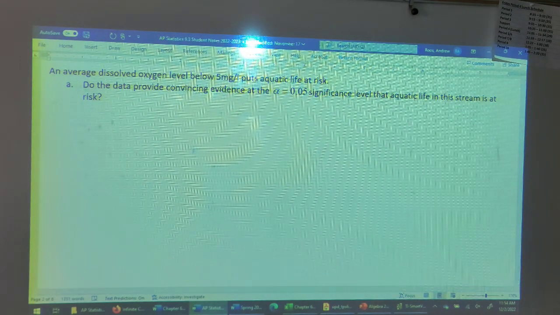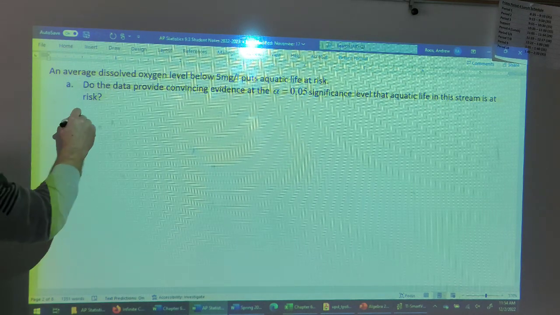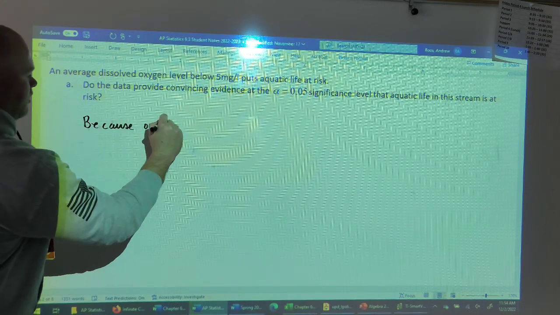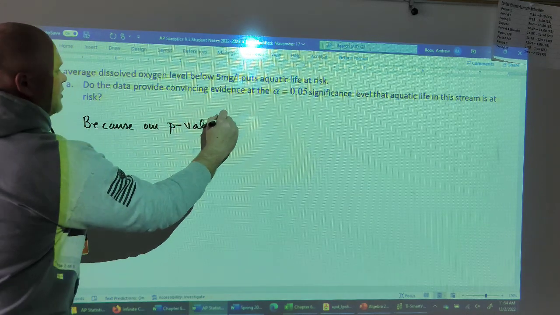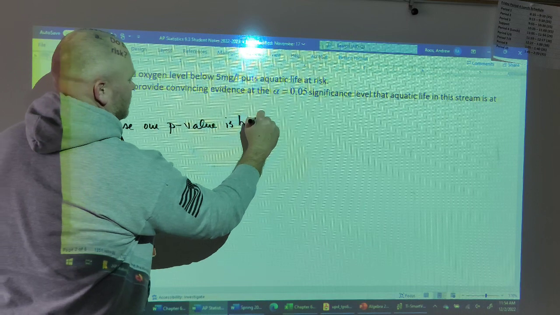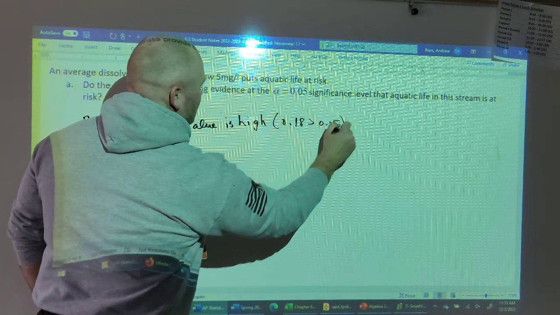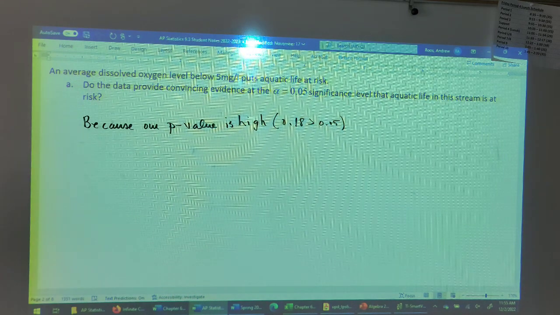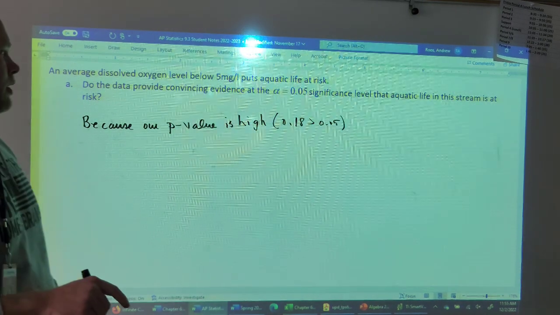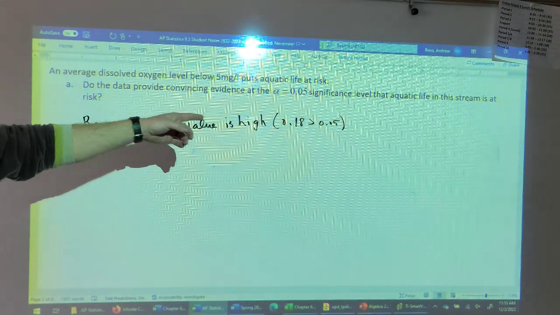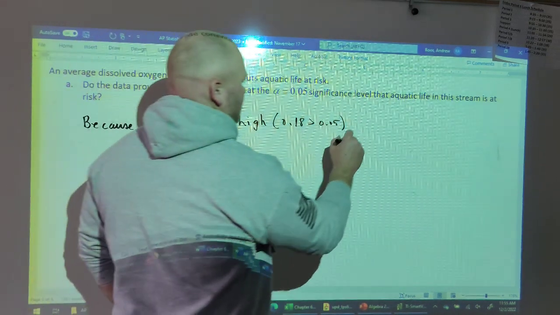So what are we going to do? Well, that's higher than our significance level. Because our p-value is high, 0.18 was greater than 0.05, what are we going to do? If the p is high, we fail to reject H0. If the p is low, reject H0. So because our p-value is high, we fail to reject H0.